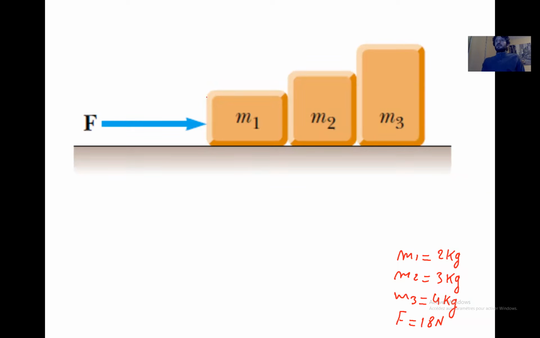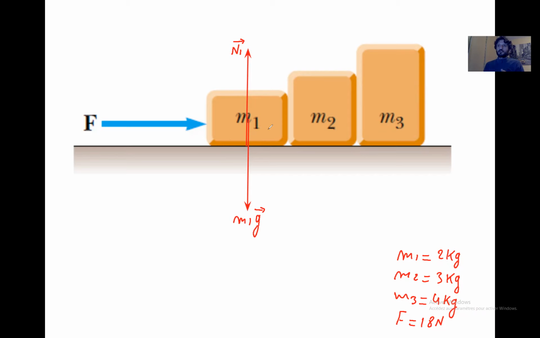Here we have F applied on M1. What do we have on M1? We have the weight, M1G, and we have the reaction from the table on M1, N1. We don't have interaction with the plane.